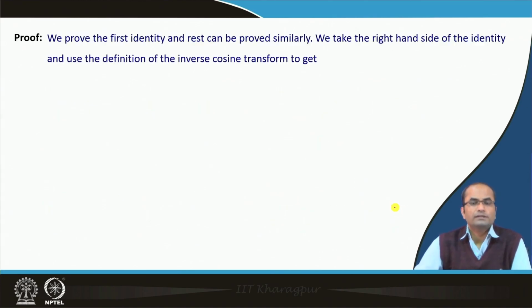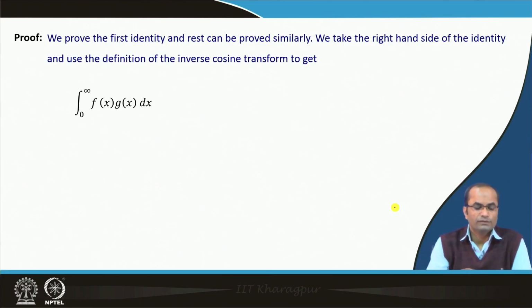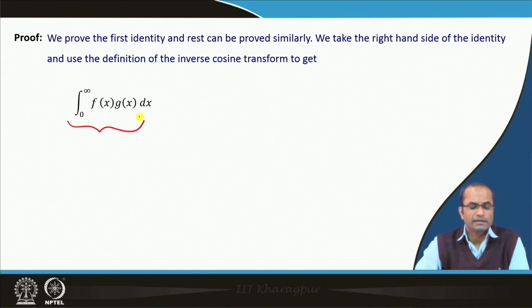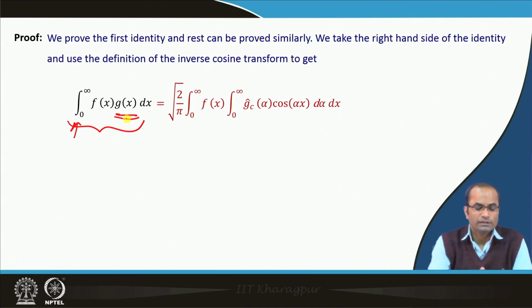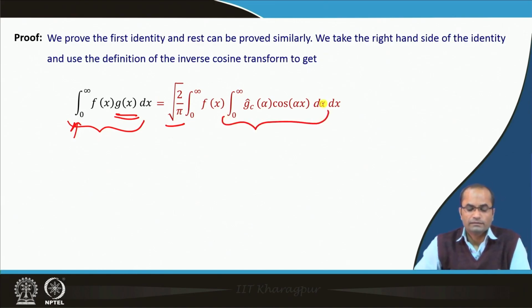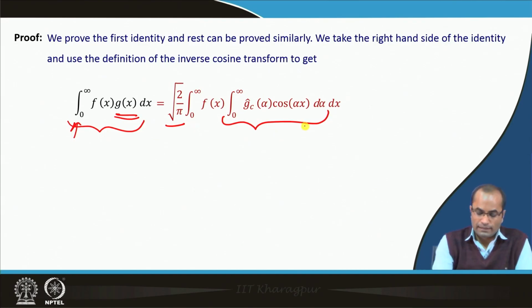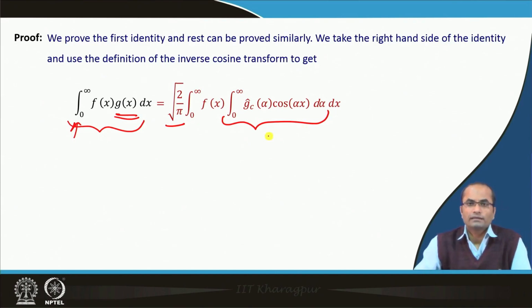The proof of these Parseval's identities can easily be done. So, we will take the right hand side of the identity, f(x) g(x) integrated over 0 to infinity, and then we will use the definition of the inverse Fourier transform of g, which is square root 2 over pi, and then g hat alpha cos alpha x d alpha. This is what we are doing for the cosine transform, and later on the sine and the other two identities can easily be extended.